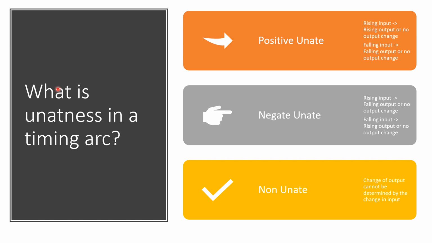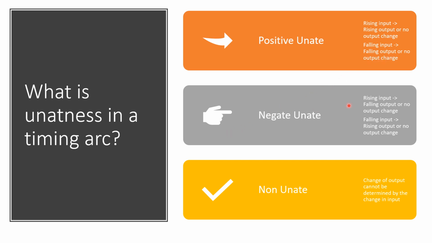The next question is, what is unateness in a timing arc? We have three types of unateness. You have the positive unate, the negative unate, and the non-unate. A positive unate timing arc is if a rising edge on an input causes a rising edge on an output or no change on an output, or a falling edge on an input causes a falling edge on the output or no change on the output, it is called positive unate.